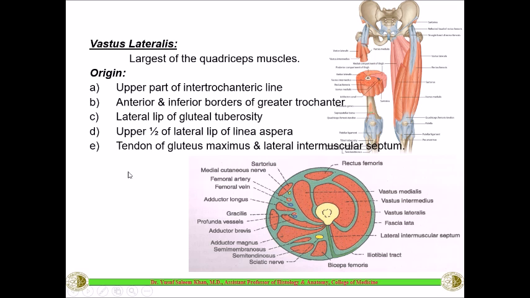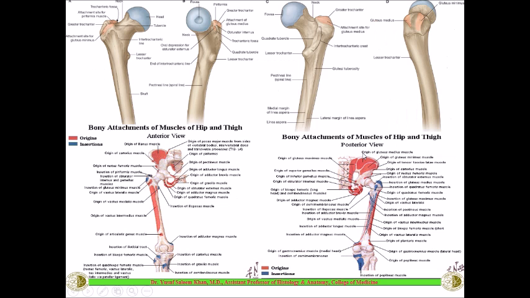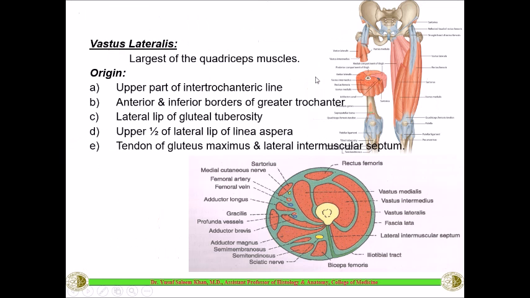Then the tendon of the gluteus maximus as well as the lateral intermuscular septum. Because the gluteal tuberosity has the tendon of the gluteus maximus, this muscle also takes origin from that tendon as well as the intermuscular septum. This is the intermuscular septum, nothing but the modified deep fascia which separates the anterior compartment from the posterior compartment. This is called the lateral intermuscular septum. So this muscle also takes origin from it.